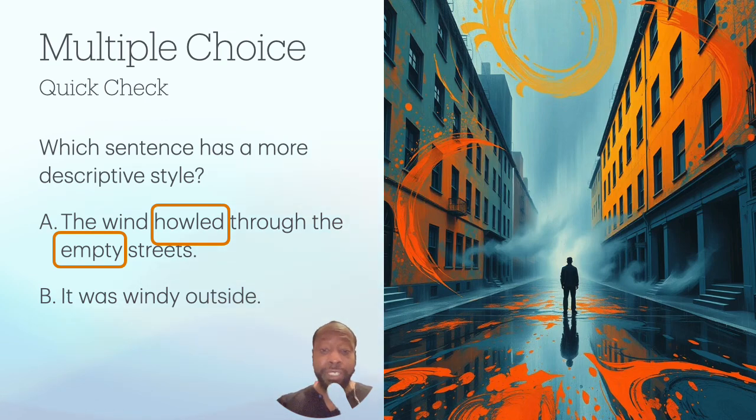It gives you an image. It almost starts to make you think of things that are alive, that have agency, that have choices. Makes it feel like there's an animal going through the streets howling. And of course, we have the second word, empty, gives us a much greater, clearer description of what it is like in these streets.